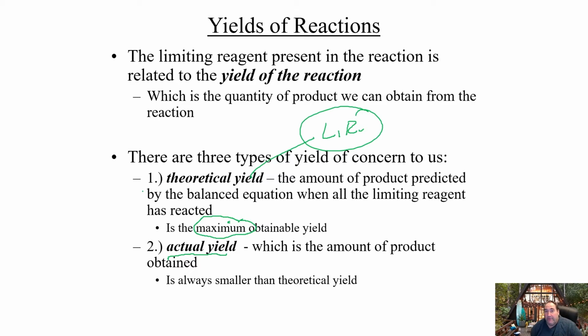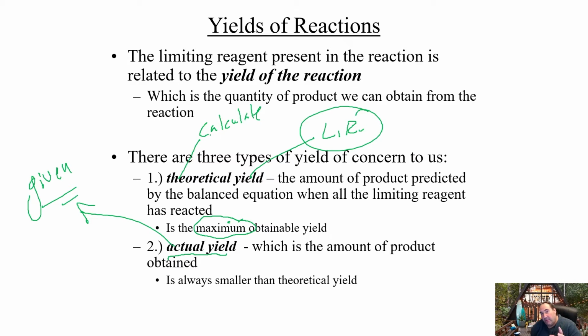Usually your actual yield should be smaller than your theoretical yield, if you frankly didn't screw up the reaction. Actual is what you actually produced. Theoretical is what you calculated. In actual problems, this is typically something that you will have to calculate. The actual yield is typically given to you in the problem. Somewhere along the way, they'll say, hey, you produced 40 grams of this product or something like that.